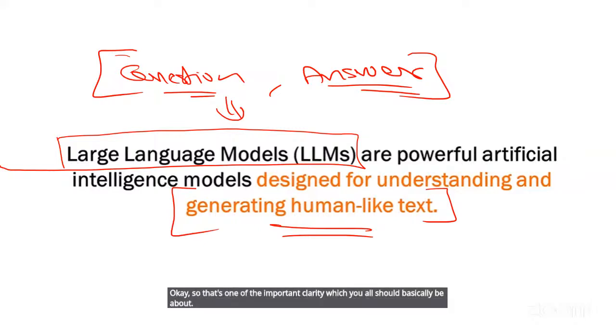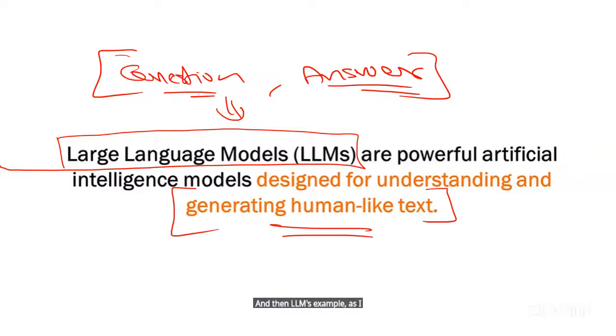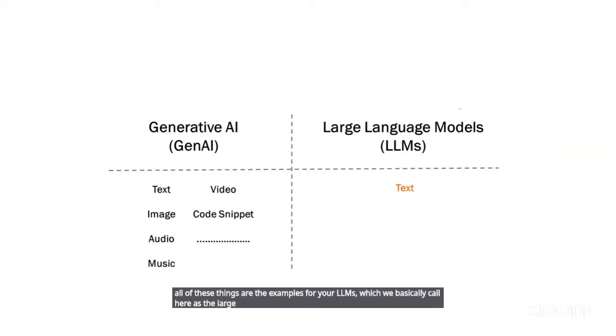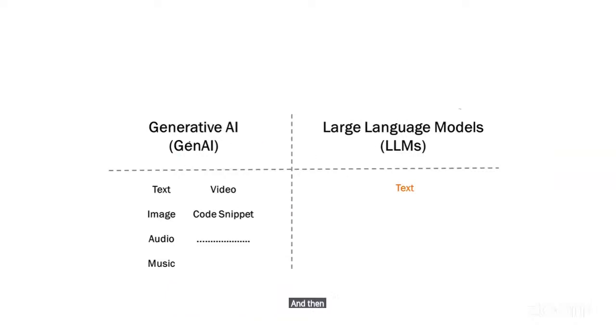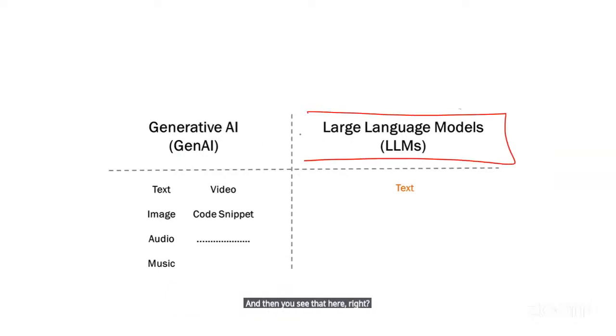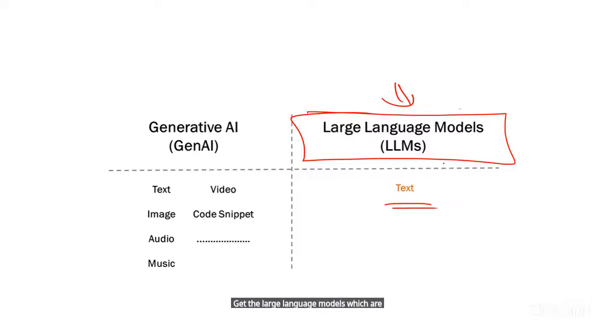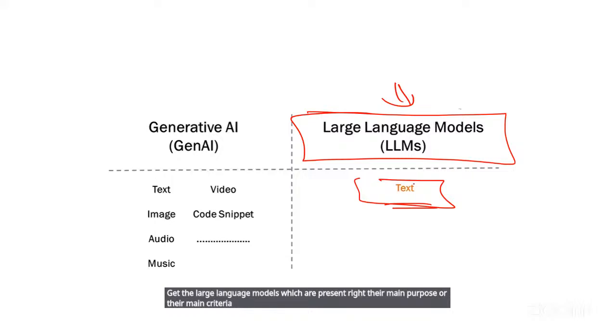That's your LLMs. Examples, as I said, are ChatGPT, Copilot and Gemini. All of these are examples of LLMs, which we call large language models. A large language model's specialization is to create text. The main purpose of the large language models is to generate text only.